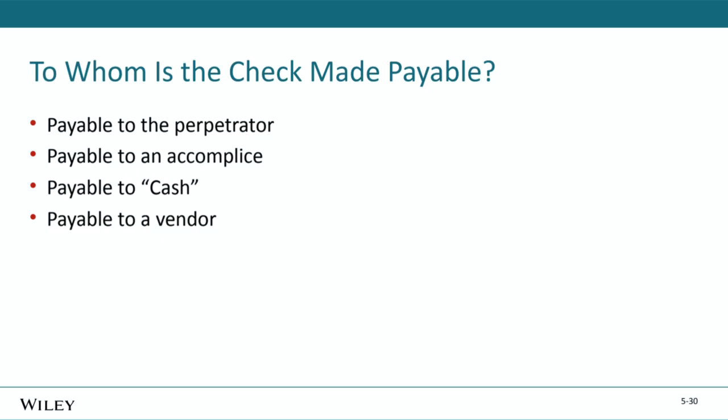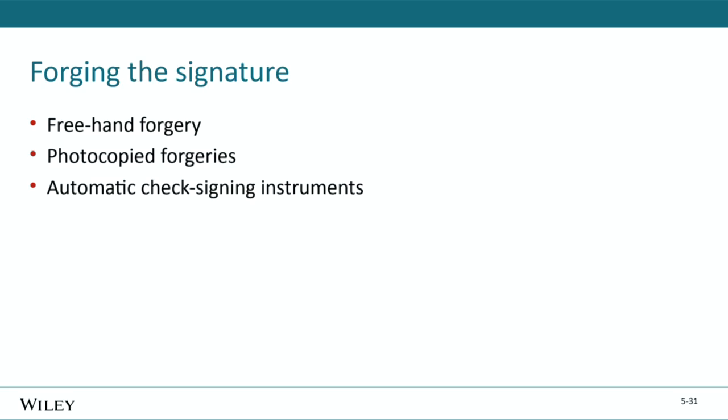Or again, make it out to a vendor and then be able to open an account in a name similar to that vendor that will accept that check. So how do you forge the signature?